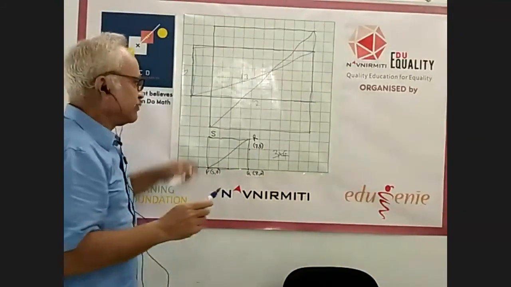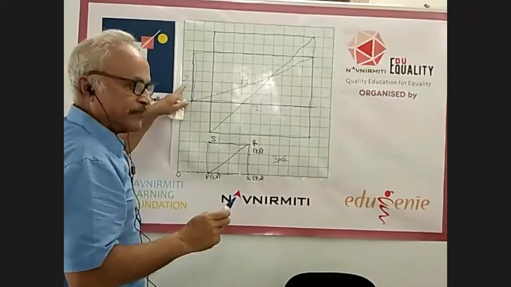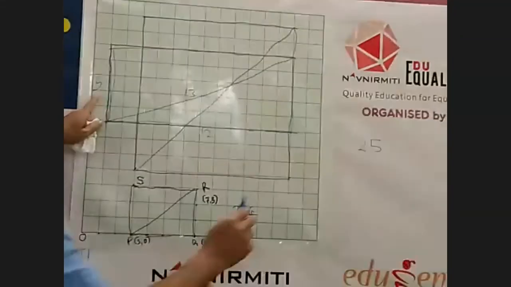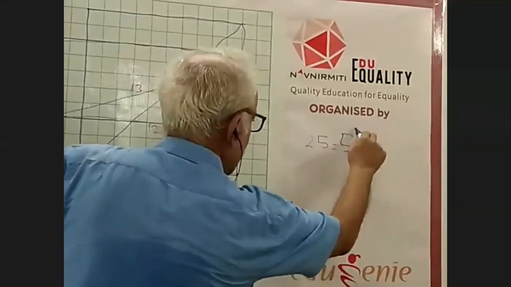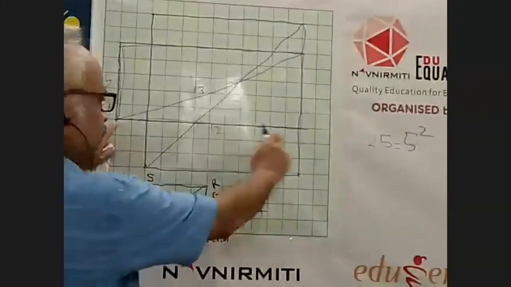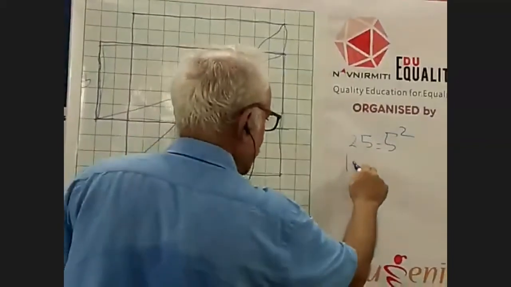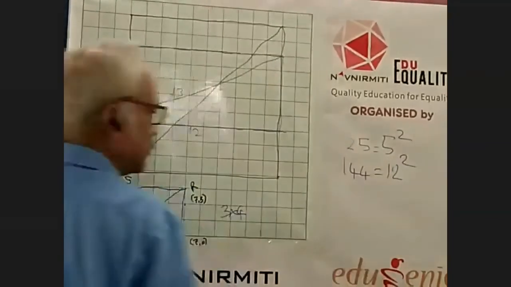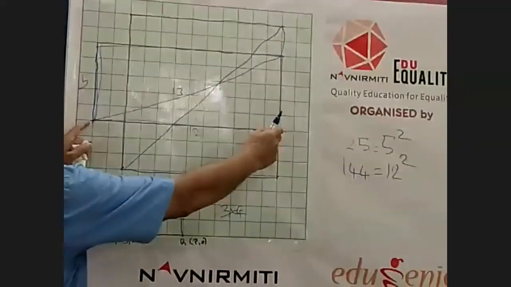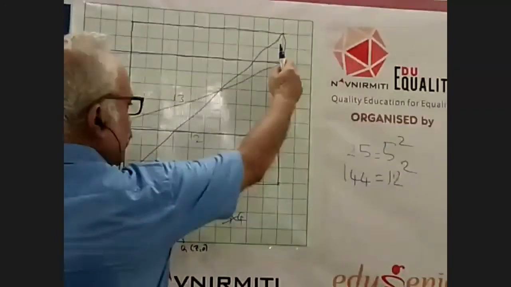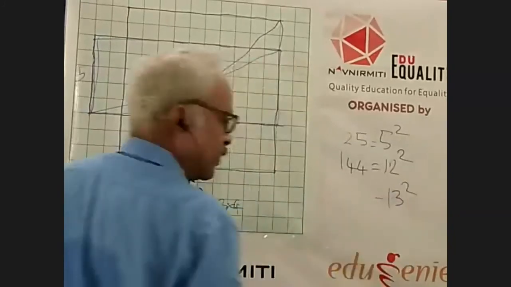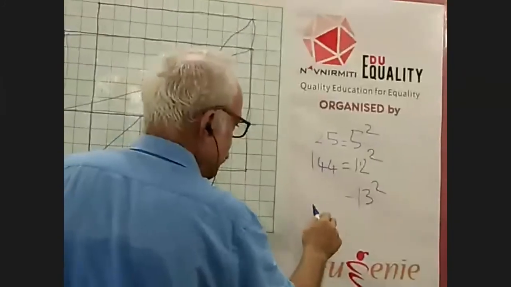Now calculate the square of 5. You don't need a calculator. 25. Calculate the square of 12. 144. And calculate the square of 13. 169.